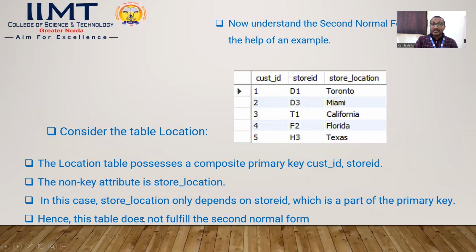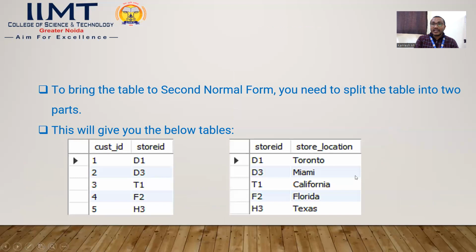Okay, hence this table does not fulfill the second normal form because the store location depends only on the store ID, not on the customer ID. If the store location depended on both customer ID and store ID, then no problem. But this is partial dependency. Partially means it depends on only a single column, not on both columns, because both together are the primary key. So this is not in the second normal form.